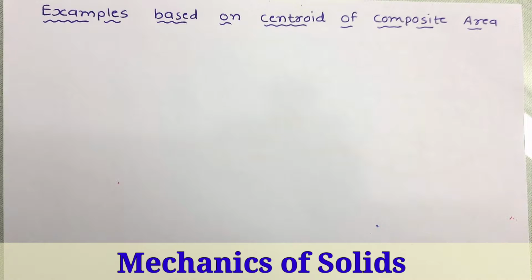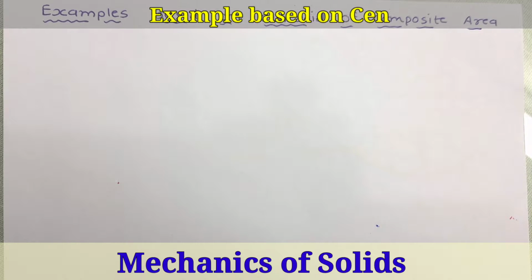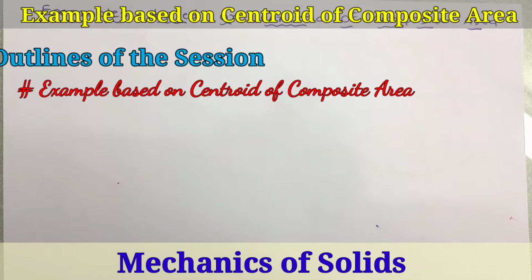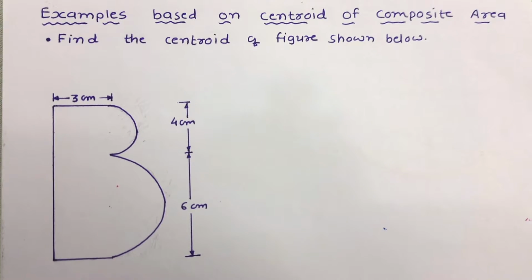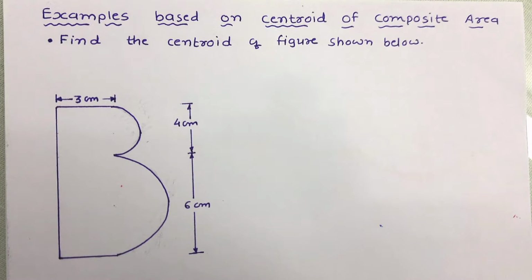In today's lecture, we are going to solve one more problem on centroid of composite area. So let us start with the problem. So this is the problem given. Let us read it first. Find the centroid of figure shown below. So here one figure is given and we are asked to determine the centroid of this figure. So let us try to solve this problem.